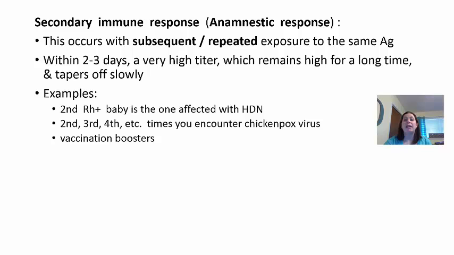This is going to remain high for a lot longer. It tapers off a lot slower because obviously you've seen it a second, third, or fourth time, which means we need to be able to fight it. You're coming in contact with it pretty regularly. So examples would be a second Rh positive baby is the one affected by that hemolytic disease of the newborn, which we talked about in the blood chapter.